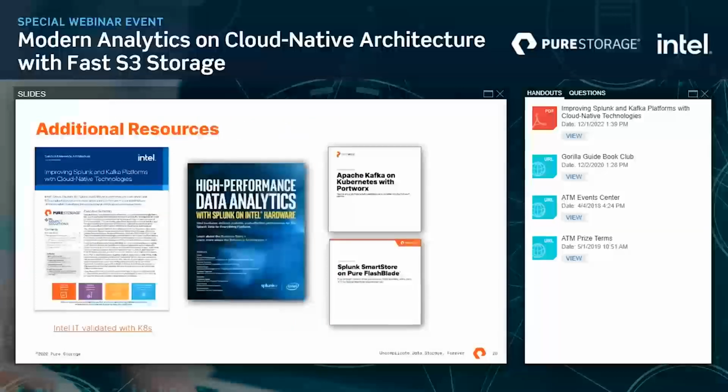I'm going to close out today by sharing with you some of the resources that are available. This work done with Pure and Intel is captured in a paper that is available on Intel's site as well as Pure's. But we're going to be emailing everybody that's participating today copies of these. There's a high performance data analytics with Splunk on Intel hardware paper that is available from Intel, and a couple of other papers from Splunk that focus on Kafka, on Kubernetes, and Splunk Smart Store on FlashBlade.